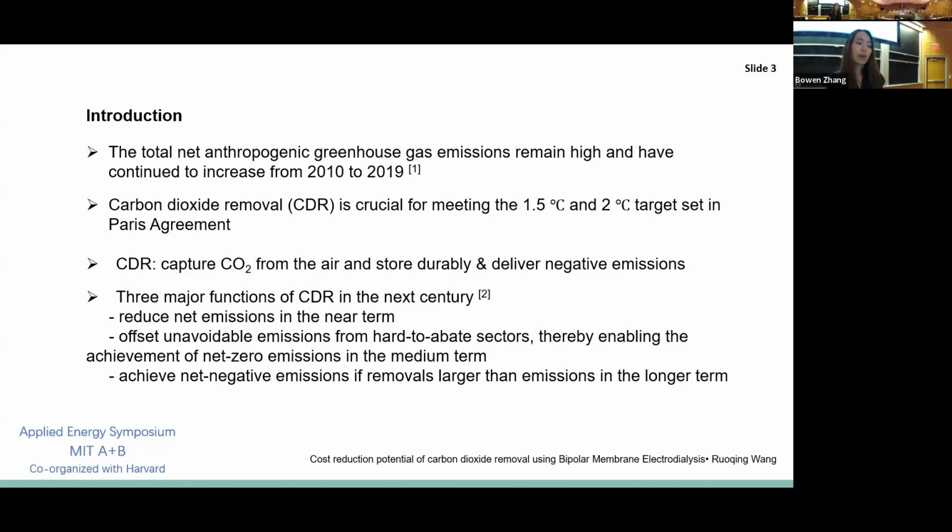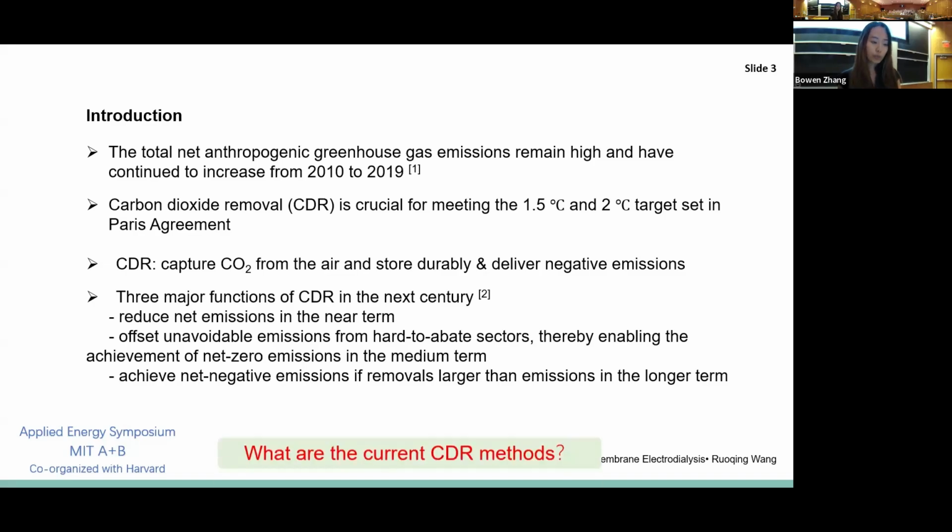CDR is a method to capture CO2 from the air and store it durably, which can deliver negative emissions. In the next century, CDR plays three major functions. In the near term, to reduce net emissions; in the medium term, to offset unavoidable emissions from hard-to-abate sectors, thereby enabling the achievement of net zero emissions; and in the long term, to achieve negative emissions if the removals are larger than the emissions.